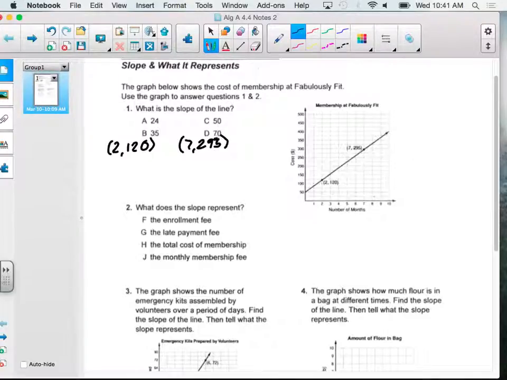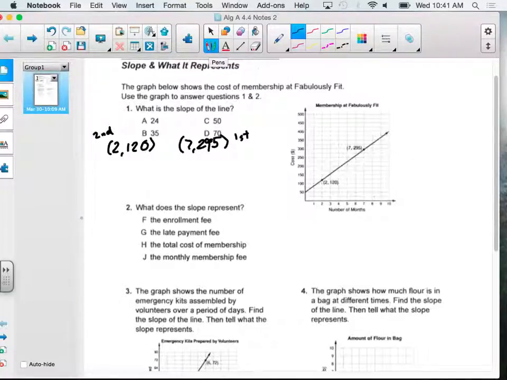Okay, so we have our 2 points, then we do rise over run, right? So we find our rise first, that goes upstairs, and how do we do that? We just have to go first. So which one do we want to be first? This one, 2, 120 or 7, 295? 7, 295. Okay, we'll just write that real quick.